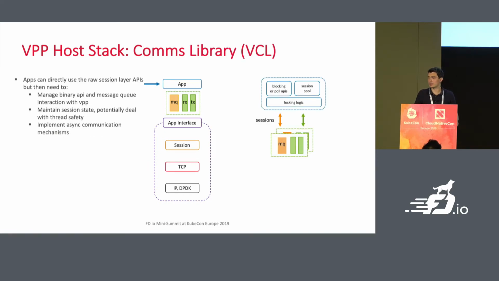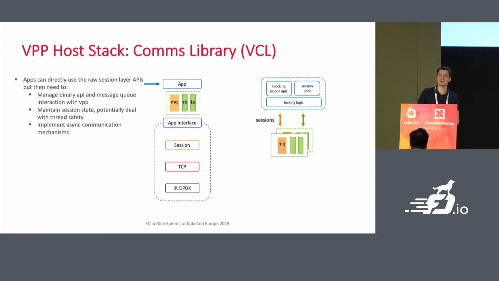And with that, we are moving to the fourth and last major component of the stack, which is the comms library, or VCL. Now, this being a library obviously is not part of VPP. However, we have no restriction on apps actually needing to use it to interact with the stack. They could interact with the raw session layer APIs. The reason why VCL exists is because we wanted APIs that were POSIX, well, similar to, but not really POSIX compliant. So just to ease the life of developers.